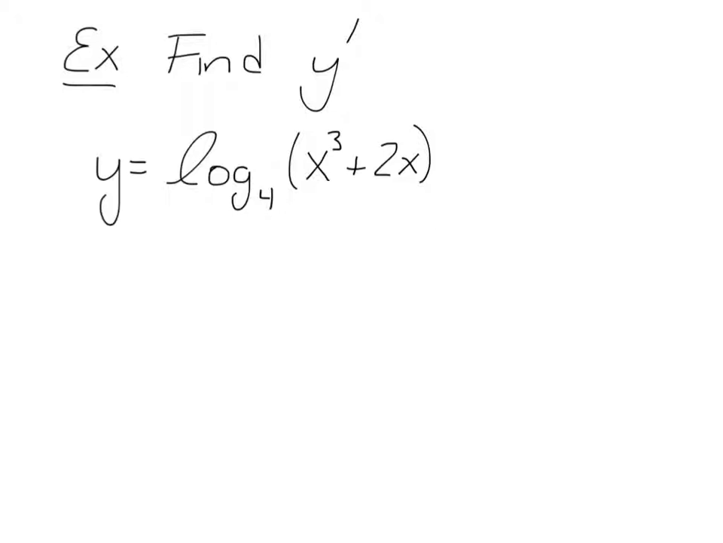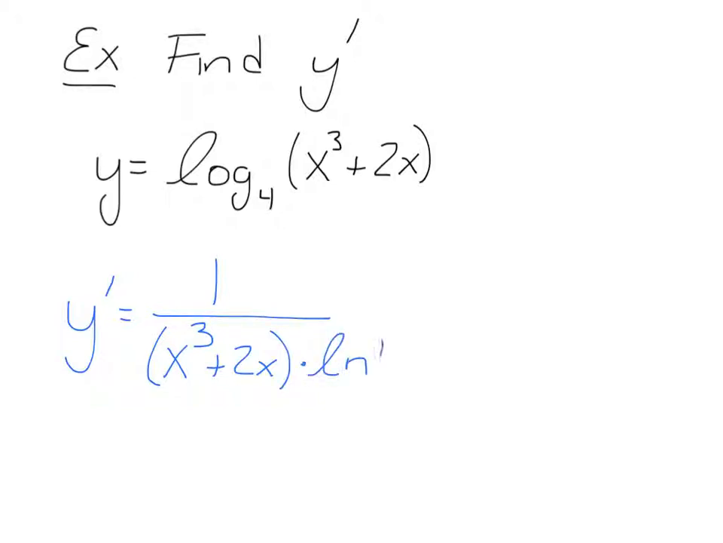For a logarithm, the rule says, just like natural log, it'll be 1 over the inside, so 1 over x cubed plus 2x. Since it's not a natural log, it's a base 4, I account for that by multiplying by the natural log of 4 in the denominator. And chain rule says since you don't have x on the inside, you have a function of x, I have to multiply by the derivative of the inside, which is going to be 3x squared plus 2. And that right there is my derivative.